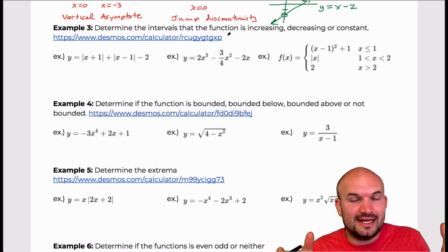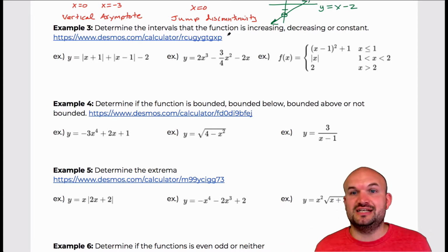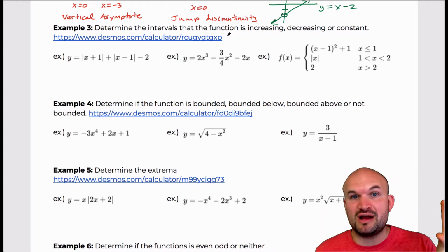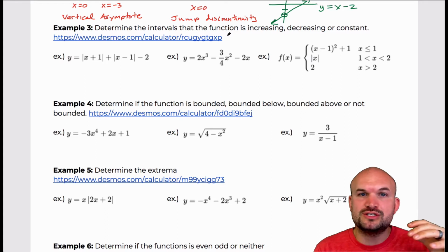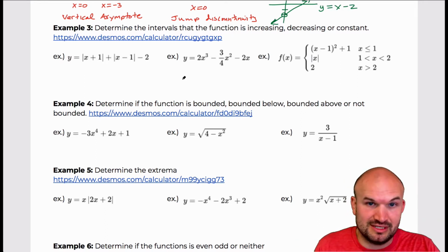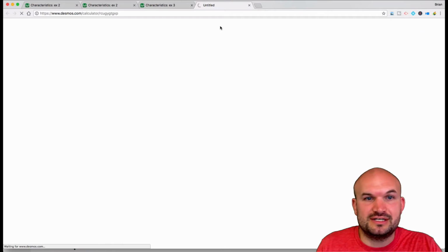Now, again, it's important to understand that when we're identifying the intervals that a function is increasing, decreasing, or constant, we're observing the y values to tell us if the graph is going up or down, but we are going to describe those intervals only using the x values, not the y values. And that's why I wanted to create a video like this, so therefore you can see the basic differences here.